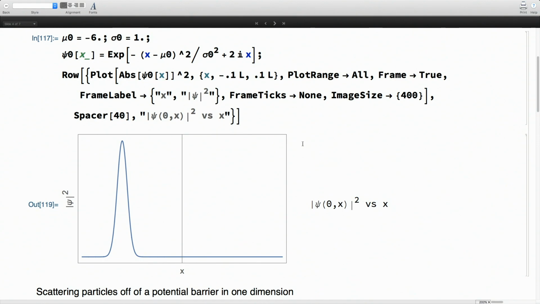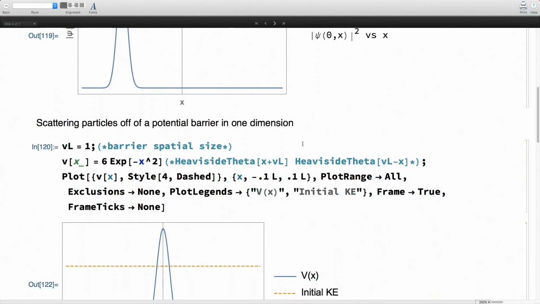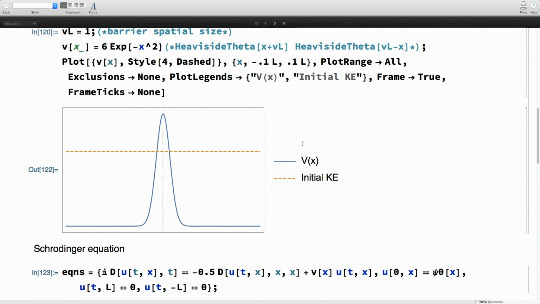So for example, let us start with the Gaussian and then consider a potential like this. So we have a potential barrier, and let us consider a very strange condition where the initial kinetic energy is less than the barrier height. According to classical mechanics, the particle cannot go through this potential barrier. So this is the famous phenomenon of quantum tunneling.